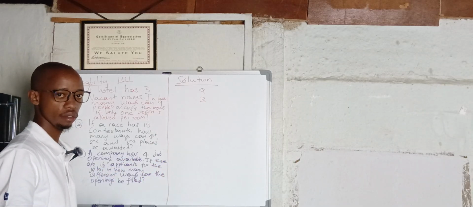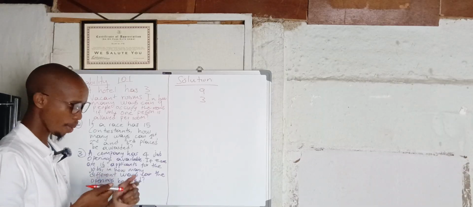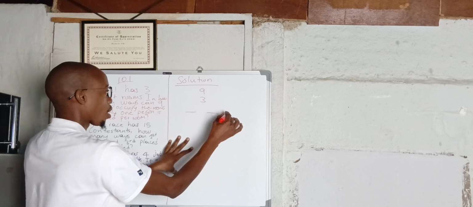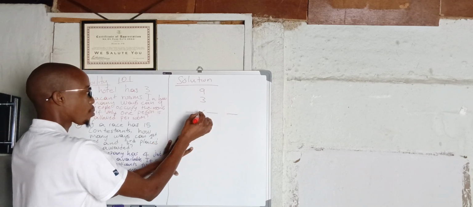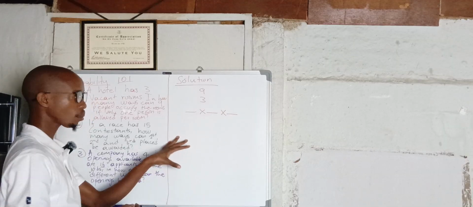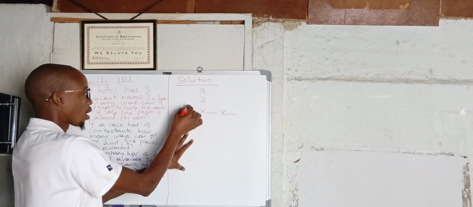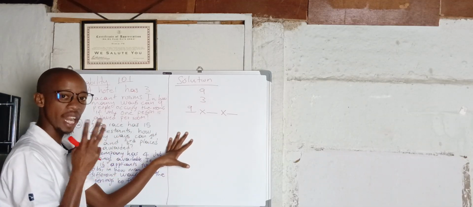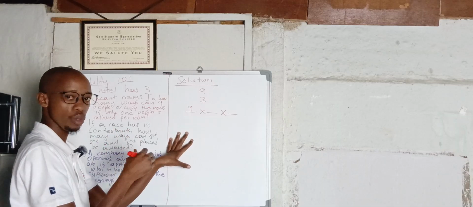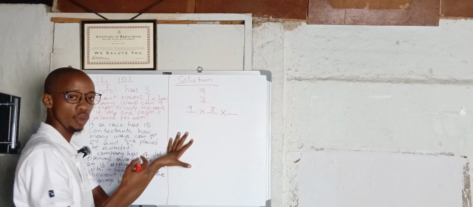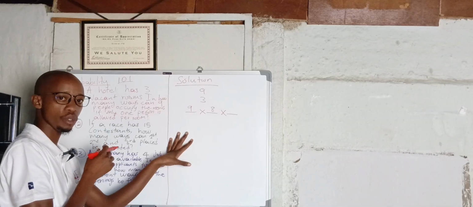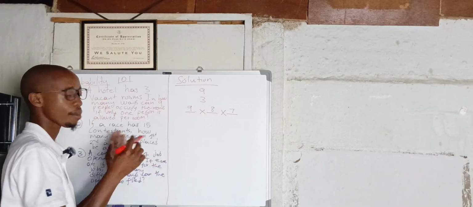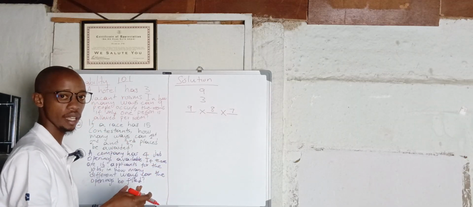What the teacher normally would like you to do is to show that there are 3 rooms, and then in between those 3 spaces, put a multiplication sign. Then we say, out of 9 people, for the first room, we have chances of choosing 9 people. For the second room, we can choose from 8 people because one would have already gone into the first room. And then for the third room, we can choose from 7 people. Then we just multiply that and we get our answer.